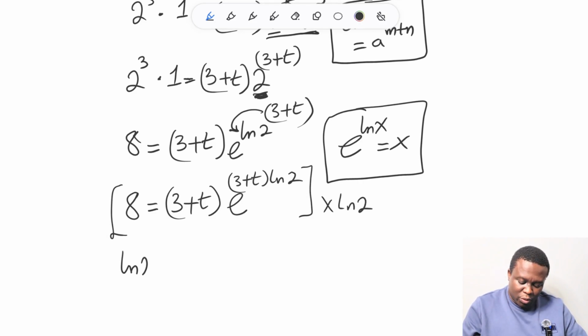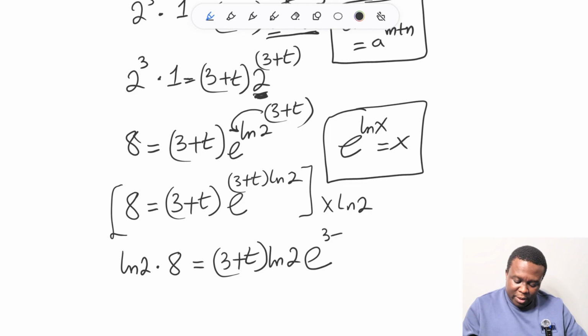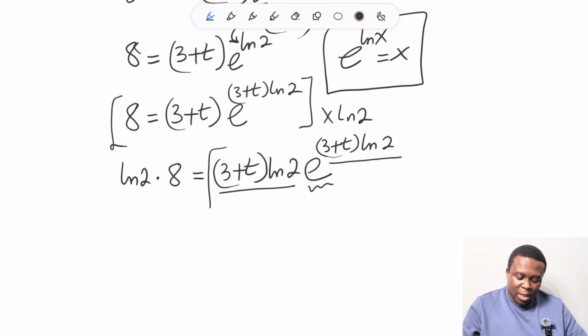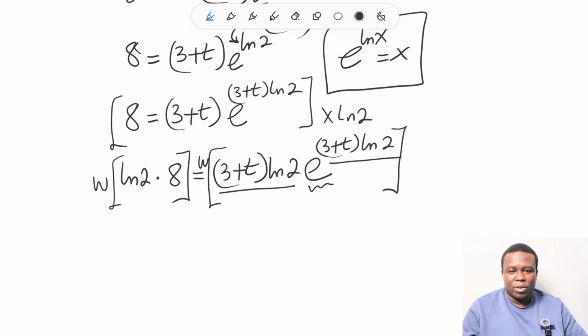And if we do that, it becomes ln 2 times 8 equals 3 plus t ln 2 e raised to the power 3 plus t ln of 2. So now we see that the power and the base are the same, and also we have our e represented. So this Lambert W function can now be achieved. So we apply the function to both left and right sides of the equation.